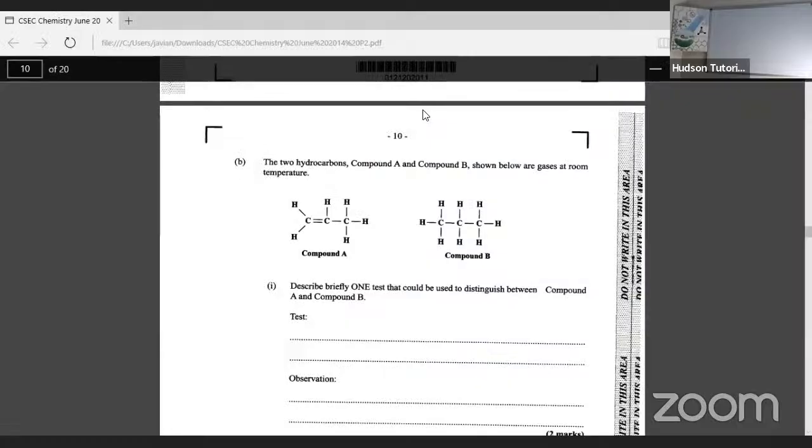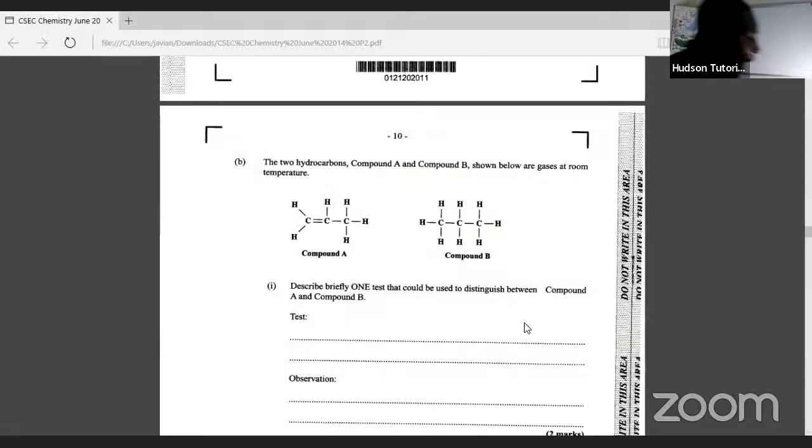All right, so moving on. 4 marks, we get that there. Same question, Question 3, part B. It says two hydrocarbons, compound A and compound B shown below, are gases at room temperature.